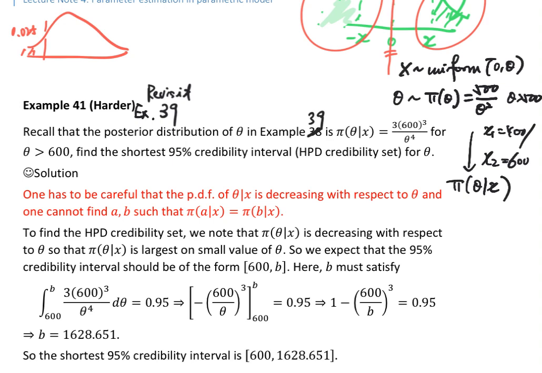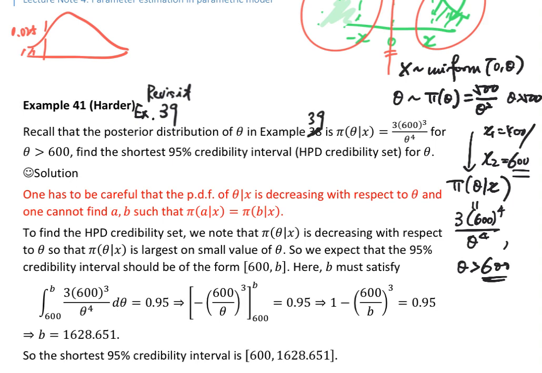Okay, and then according to the result in the earlier example, this posterior distribution is equal to this number. And here, remember, theta will be greater than 600, due to the existence of this second observation.